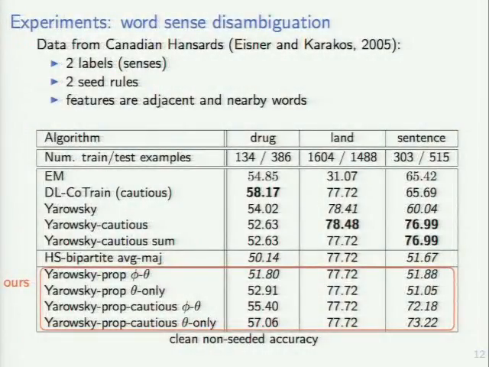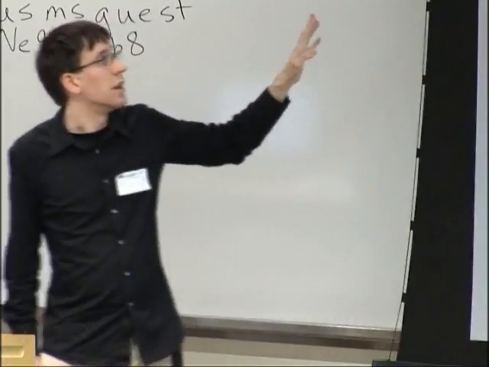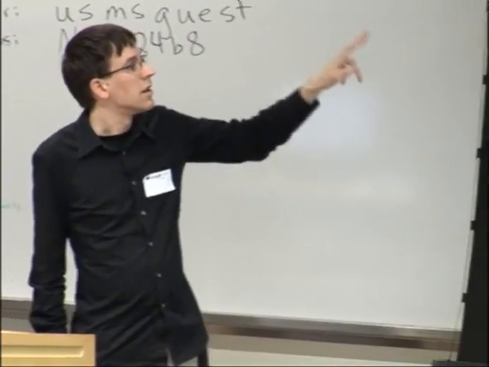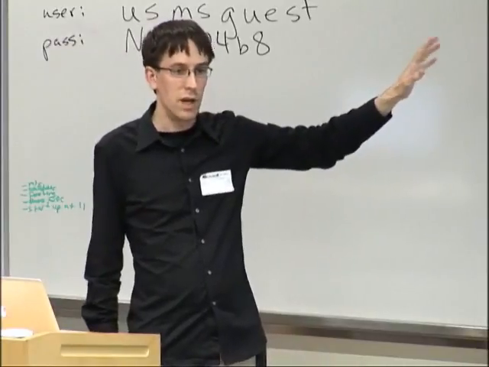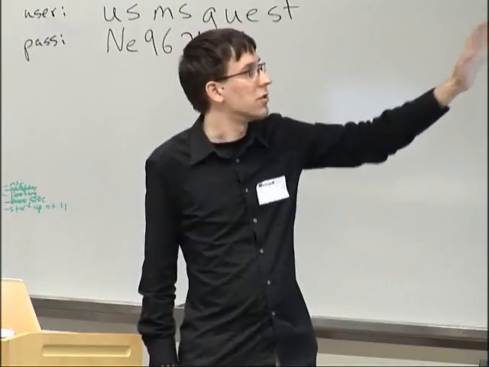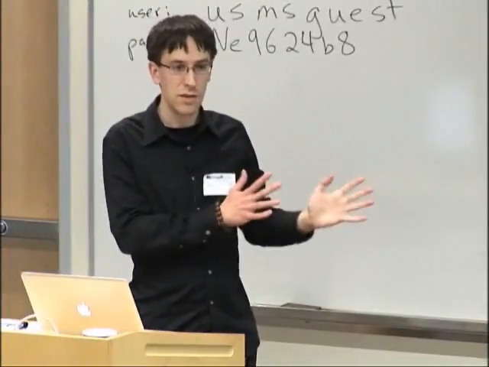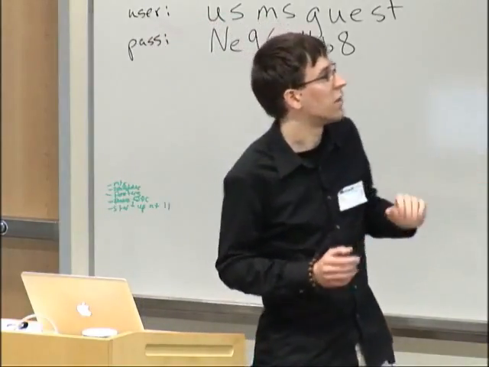So we have two sets of experiments. The first is following the running example. So this is Eisner and Karakos's word sense disambiguation data from the Canadian Hansards. There's 3 words, each of which is ambiguous in English but not in French. And each has 2 senses and 2 seed rules. The features are the words adjacent to the word we're looking at and some nearby context words. And we use the lemmatized and raw forms of each.